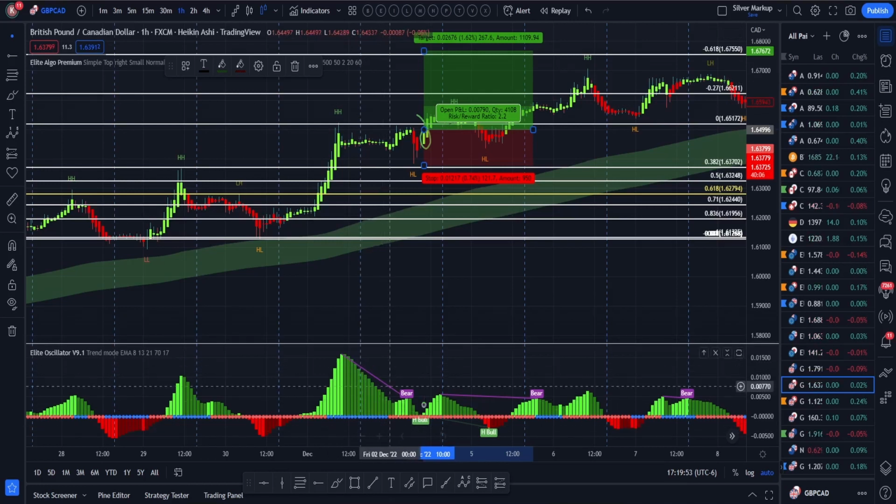If you have any sort of divergences within Elite Algo, then you can use that to add an extra confirmation to your trade, and you'll feel a lot more confident in trading it. But this is the Elite Algo Fibonacci strategy.